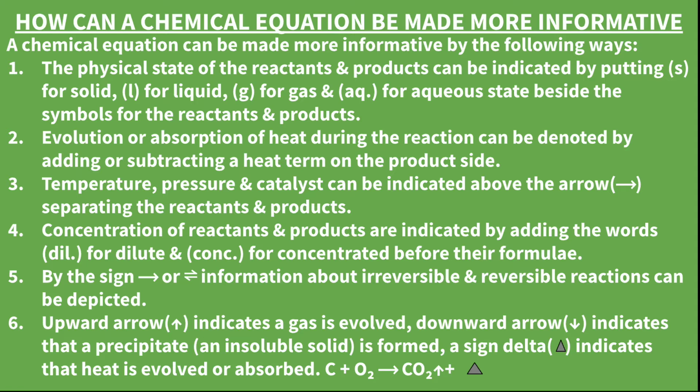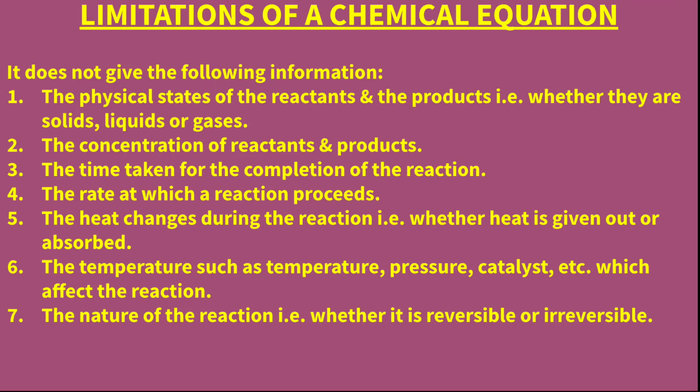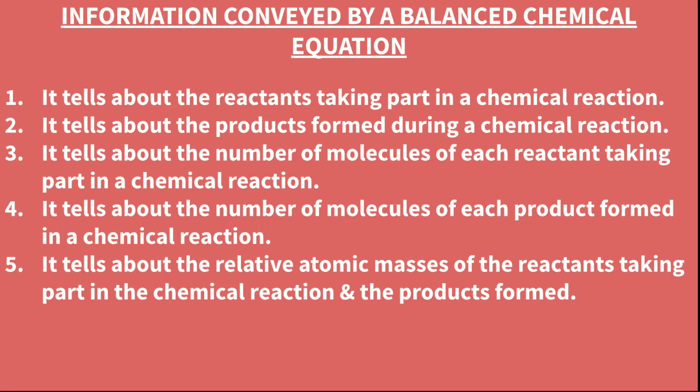So in my last video I discussed how to balance the chemical equation and how it can be made informative. What information can we get from this chemical equation, and what are the limitations of this chemical information? A balanced chemical equation shows the reactants, the products, the number of molecules of the reactants, the number of molecules of the products, and the relative atomic mass of the reactants and of the products.